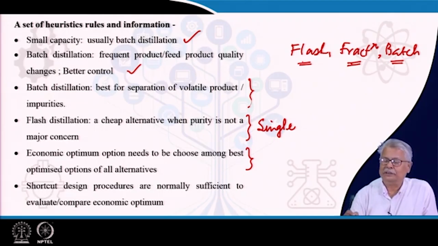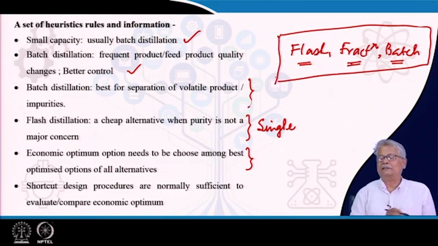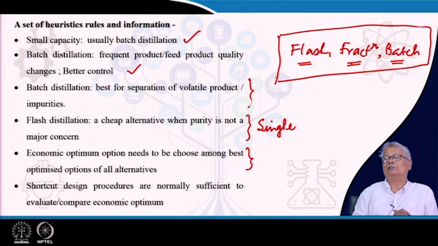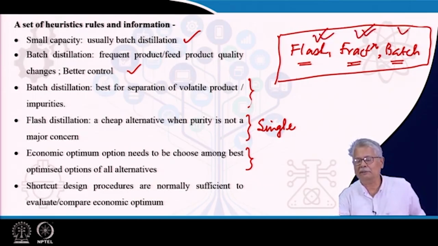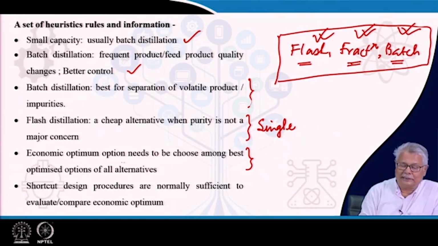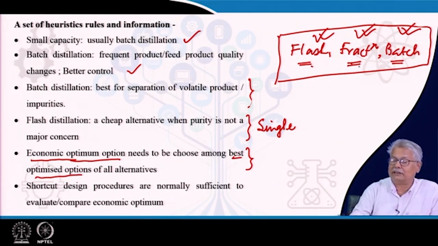But anyway, it is true, and you have to appreciate at this particular point, that if I decide on a fractionator to be designed for a particular separation, there will be an economic optimum design of the fractionator. So, when you look at the best option, you should look at the best economic option of flash, the best economic option of fractionation, and the best economic option of the batch, and then only compare. So, basically the final global economic optimum needs to be chosen among the best optimized options of flash, fractionation and batch.